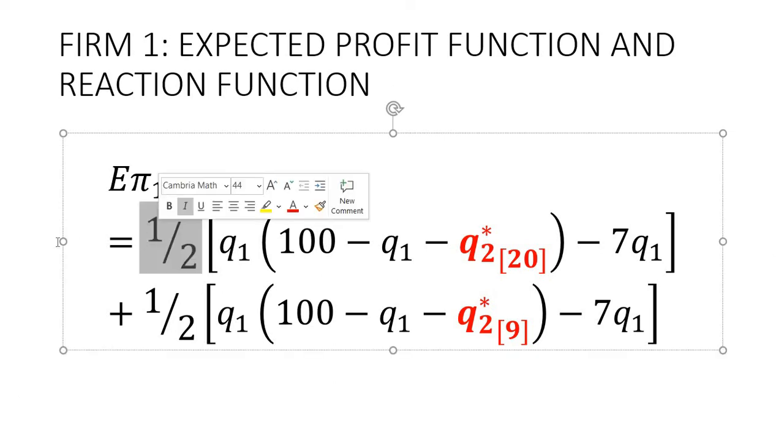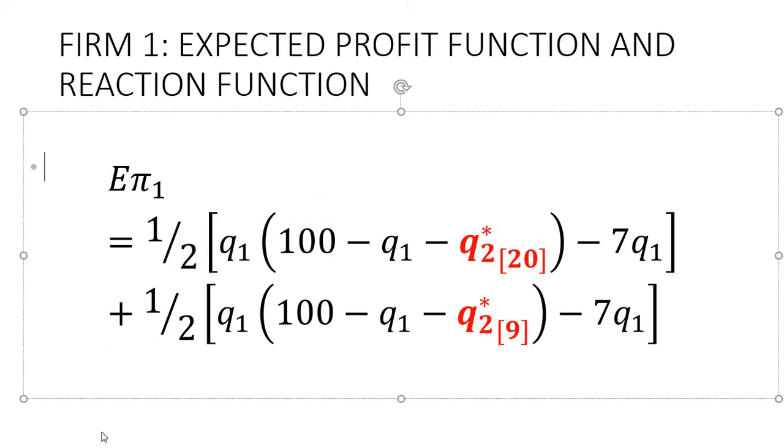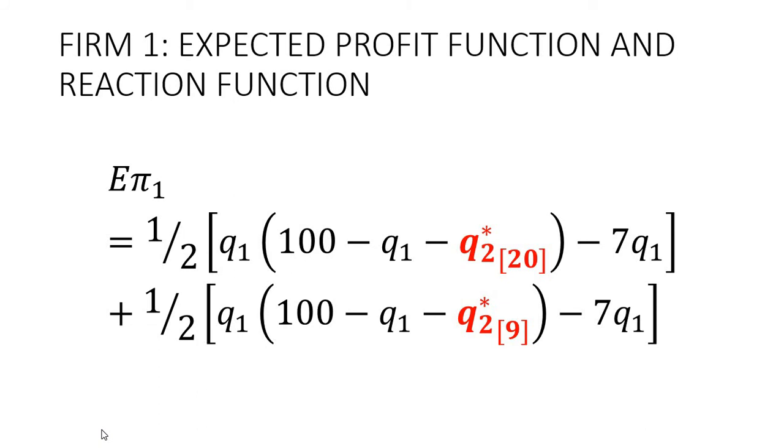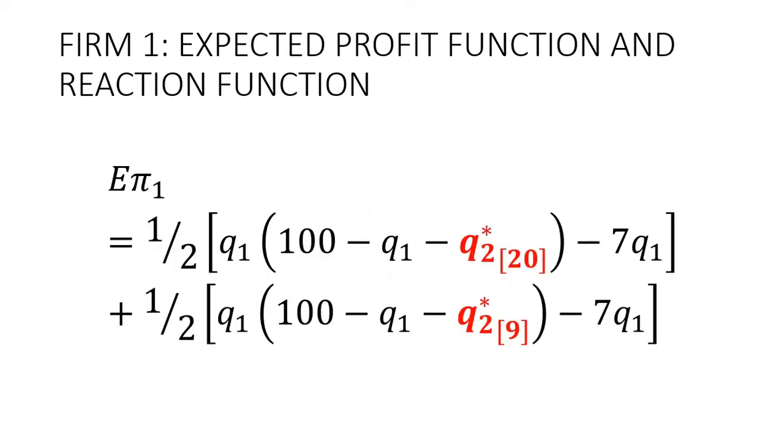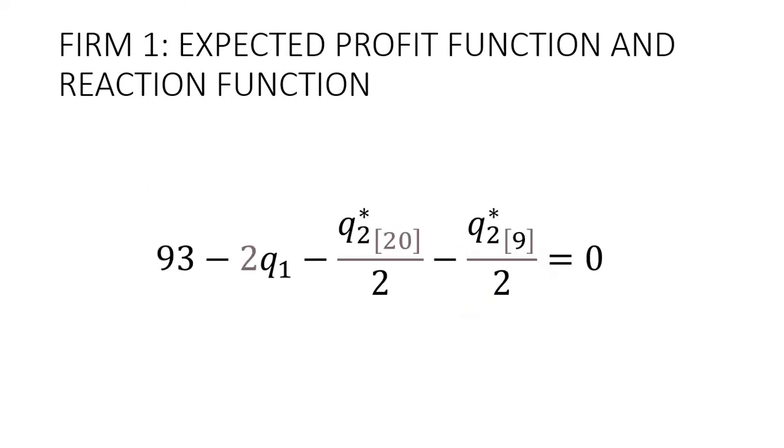Again, 1/2 just stands for probability, because in general you calculate expected value as the payoff multiplied by the probability assigned to this payoff. And this is exactly what we have in this equation. Okay, so then we can simplify it a bit: open the brackets, calculate, summarize and simplify. So out of this, you can get this.